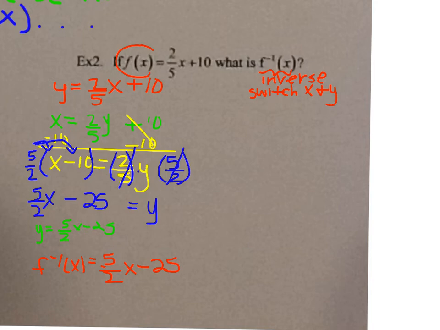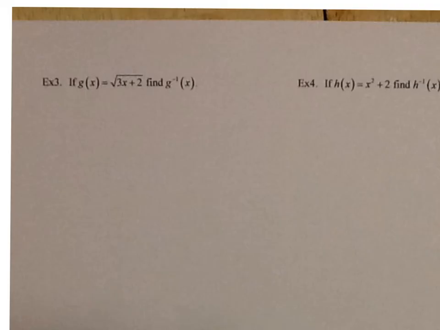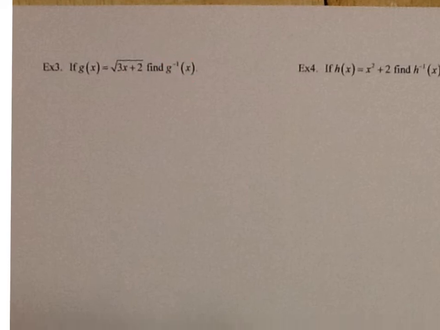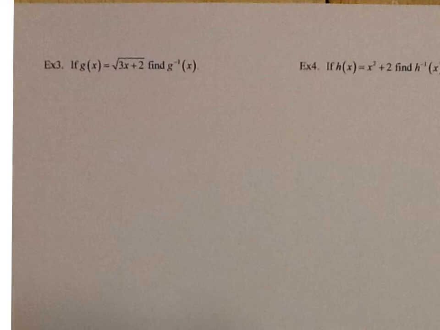Okay, so let's take a look at the last couple of problems on the back. Number 3 says g of x is equal to the square root of 3x plus 2, and we're looking for this. Remember, that means to find the inverse. And remember, inverse means to switch x and y.